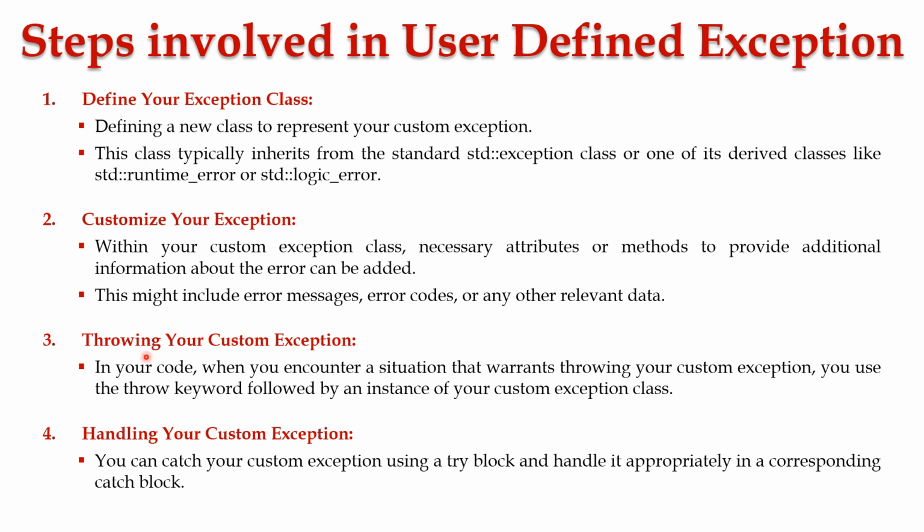The next step is throwing your custom exception. Whenever a situation warrants throwing your custom exception, you can use the throw keyword followed by an instance of your custom exception class. The final step is handling your custom exception. So you can catch your custom exception using a try block and handle it appropriately in the corresponding catch block.